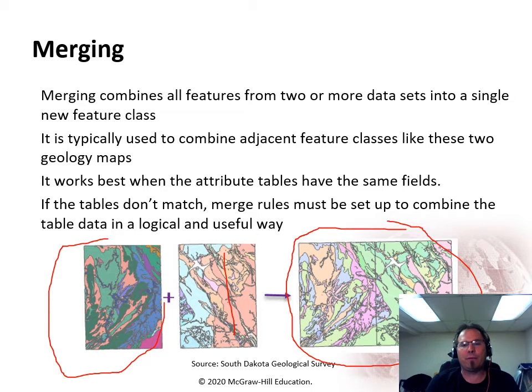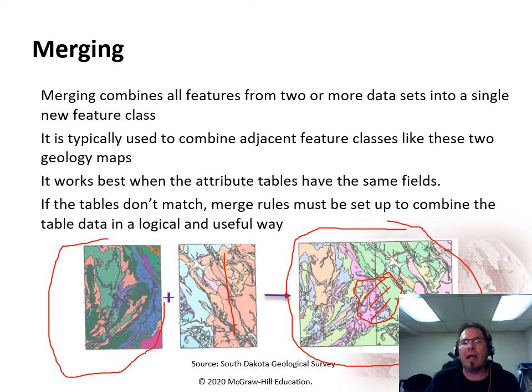Now let's just say, for example, my area of interest kind of goes like this, right? It's right over the border. So I could create a polygon here in the shape of my area of interest, and then use the clip tool to chop out just everything that's underneath in this area. That way, but I had to merge them together in order to do that. Now merging combines all the features into a new feature class.